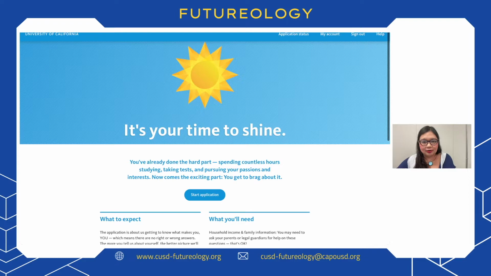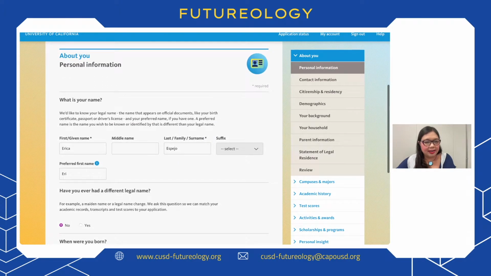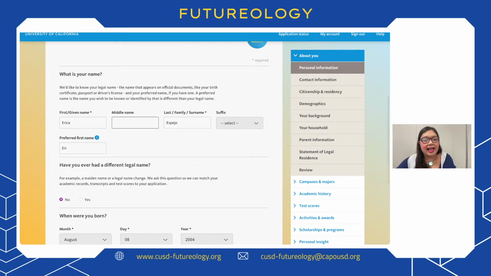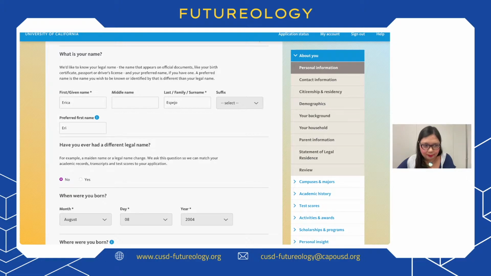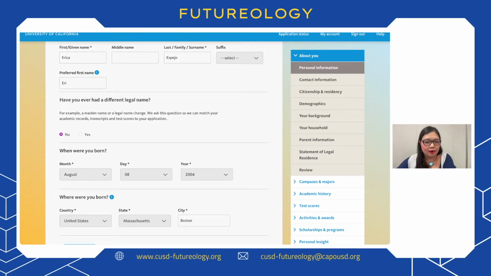All right, let's get started on the application itself. So, personal information. Basically, you're going to enter in your name as it appears on your official school records, IDs, passport, etc. So first, middle name, last name, and if you have a preferred name you would like to go by, you could also enter it here. This is how the UC admissions folks will be addressing you if they need to reach out to you, send emails to you, etc. If you've had a different legal name before, you can also indicate that on here as well.